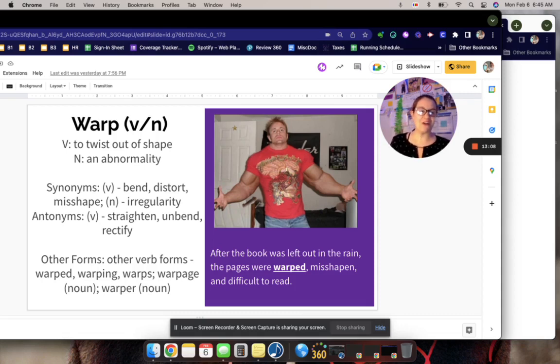Our other forms, we've got our other verb forms: warped, warping, and warps. Warpage is a noun that could be the result of warping that has happened. You could say, look at that warpage. Or warper, the thing that is making things warped. You can see in our picture, we've got a photoshopped man where his door is warped, the picture is warped, you can see the swirls around his elbow. And our last sentence for this one, after the book was left out in the rain, the pages were warped, misshapen, and difficult to read.